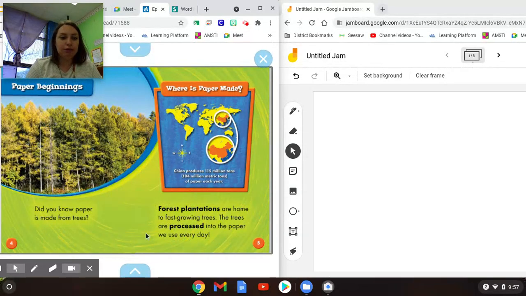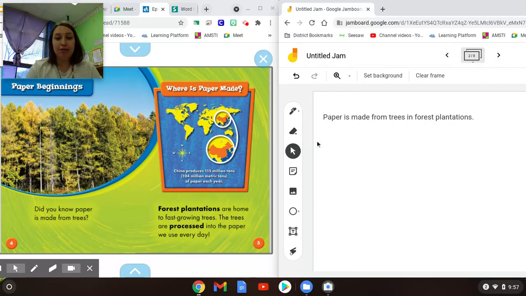Paper beginnings. Do you know that paper is made from trees? Forest plantations are home to fast-growing trees. The trees are processed into the paper that we use every day. So what I'm going to do is think about this page. It told me on this page that paper comes from trees, and they get those trees out of forest plantations. So I will write that down over here. I'll write down the important information in my own words.